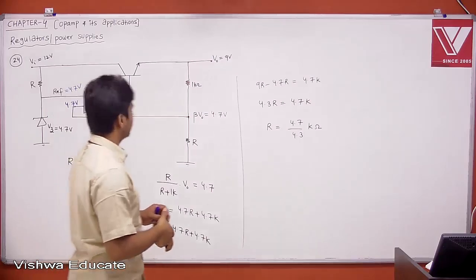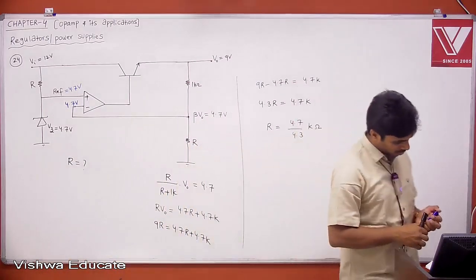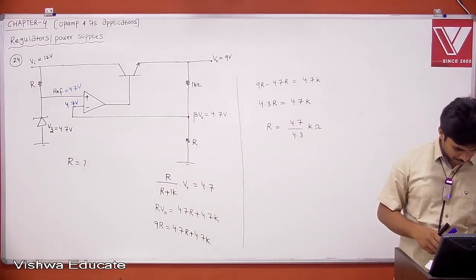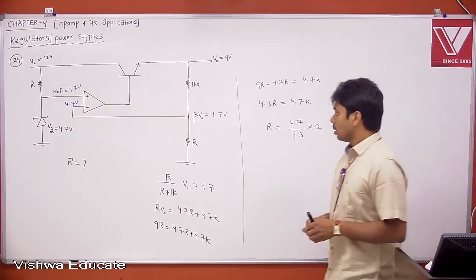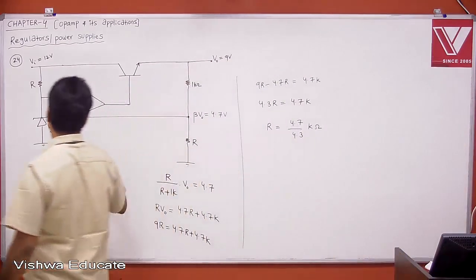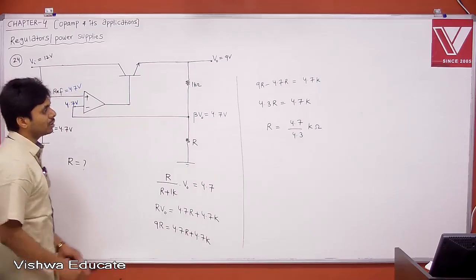You calculate, you will get it. Is it objective type or subjective type? This is nothing but fill in the blank. We need to fill it. Therefore tell me what is 47 by 43.